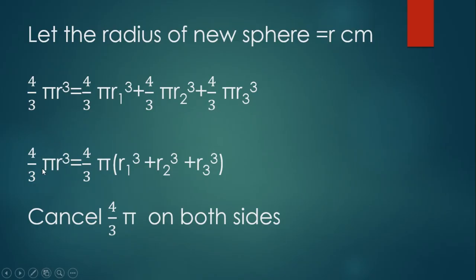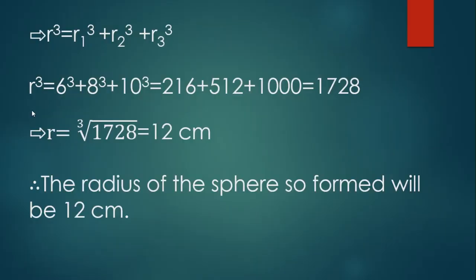Since 4/3 pi is common in all the terms, we take it as a common factor. Then 4/3 pi into (r1 cube plus r2 cube plus r3 cube). On both the sides 4/3 pi is there, so we can cancel it. What is remaining after cancellation? We got r cube is equal to r1 cube plus r2 cube plus r3 cube. So r cube is equal to 6 cube plus 8 cube plus 10 cube.